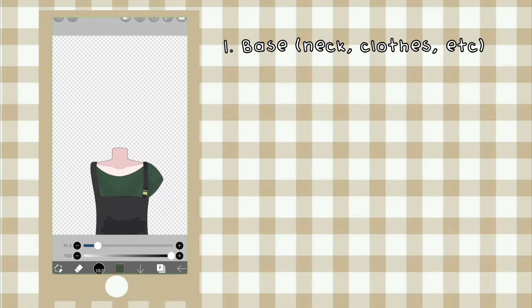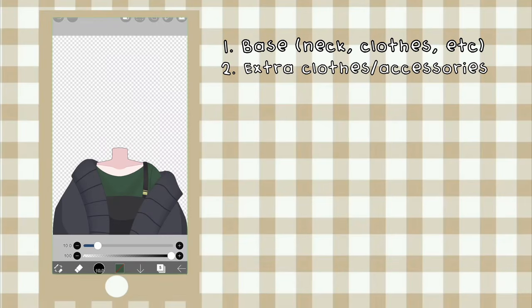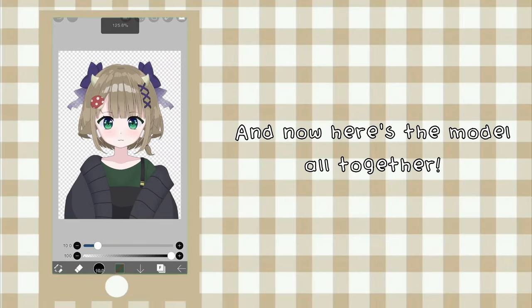There's the basic body layer, which mine looks a little weird because I got pretty lazy. Any accessories, which I added a little blanket. And make sure when you're drawing your neck that it does leave a little bit of a stub like that. It makes it easier for the animator. And now here's the model all together.